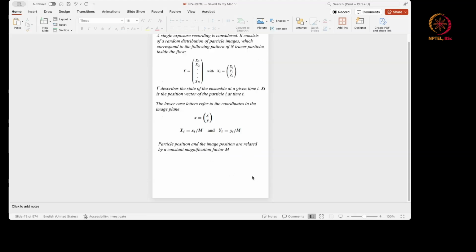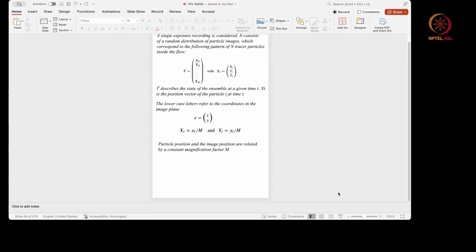A single exposure is considered. It consists of a random distribution of particles, which corresponds to the following pattern of N tracer particles inside the flow. This gamma that you see over here describes the state of the ensemble at a time t. Capital X_i is the position vector of particle i at time t.